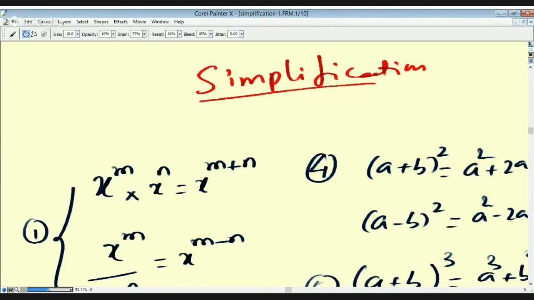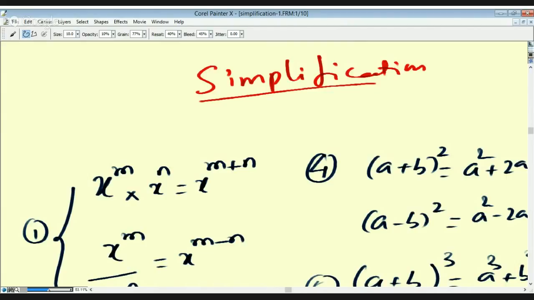Hello friends, today we'll deal with one of the important topics in SSC CGL. The topic name is simplification. Before getting into the topic, one thing we need to know is there are many formulas in this topic. We'll go through very important formulas which will be useful while solving the problems.